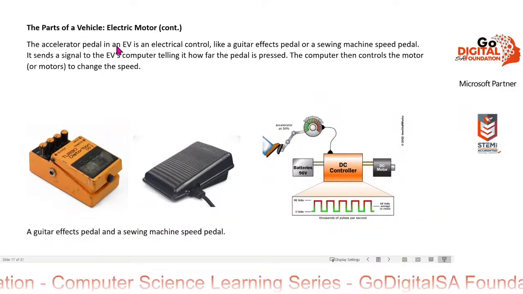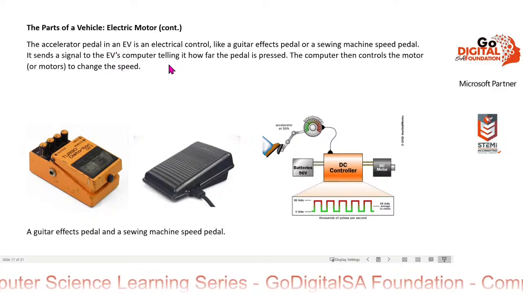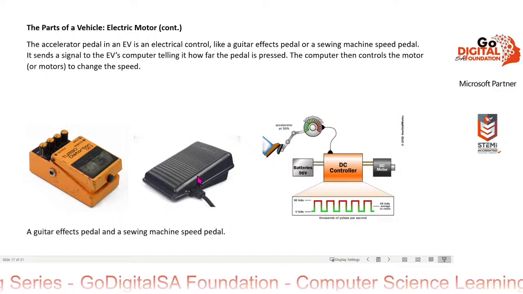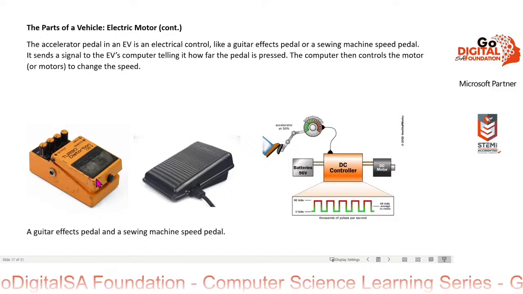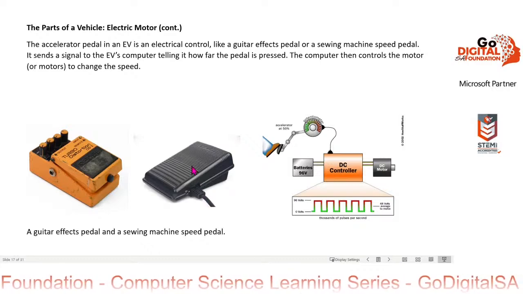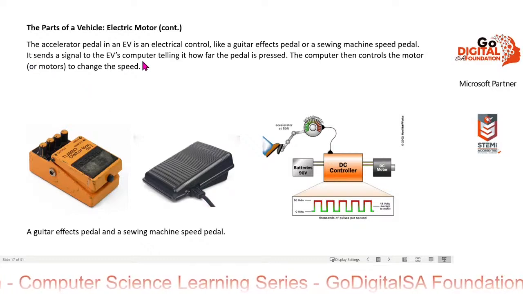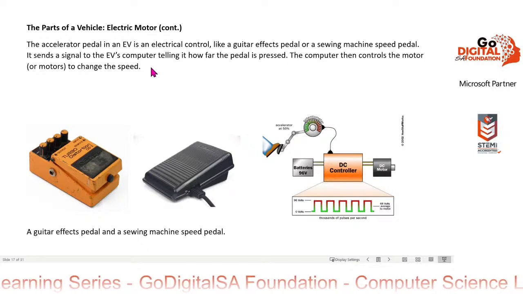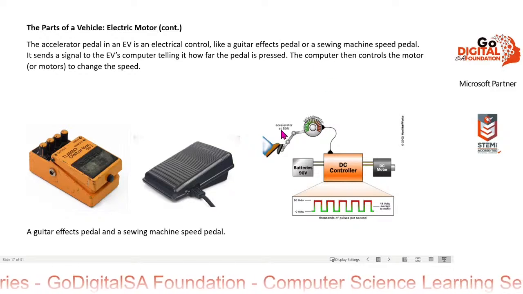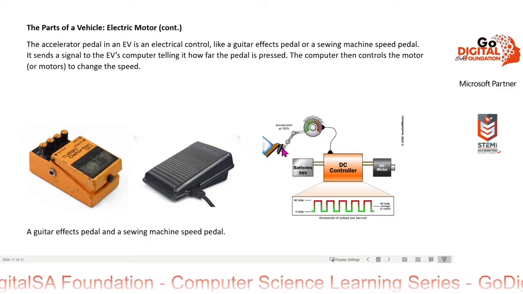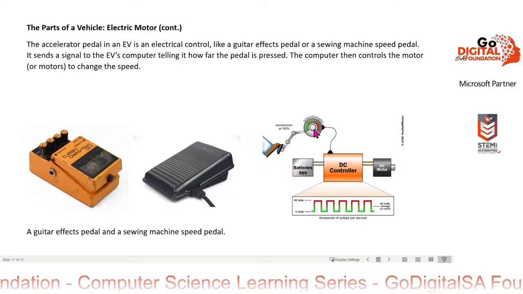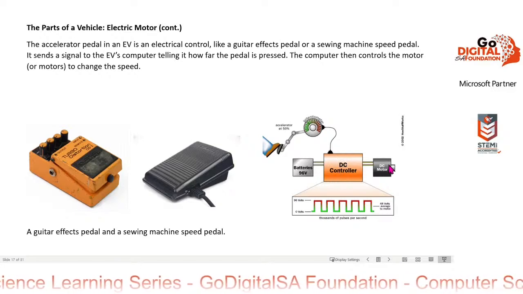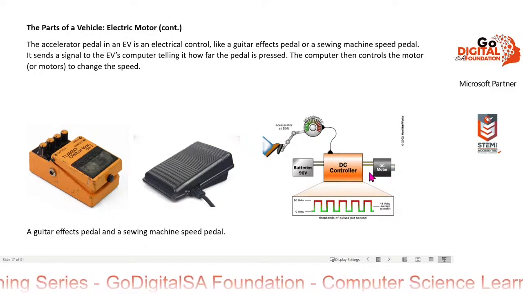The accelerator pedal in an EV is an electrical control, like a guitar effects pedal or a sewing machine speed pedal. Okay, you see these two pedals, these are electrical controls. When you push the pedal up and down, it changes an electrical signal. It sends a signal to the EV's computer telling it how far the pedal is pressed. The computer then controls the motor or motors to change the speed. Okay, so in an electric vehicle, here you've got the accelerator pedal. You push down on the pedal, that changes the signal, which goes to the computer, which controls the motor by sending different signals to the motor.